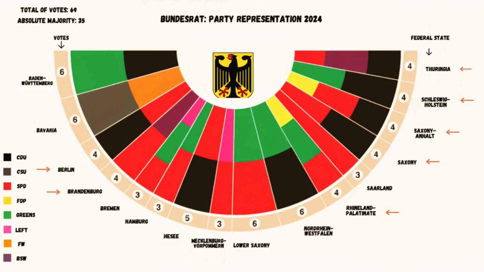If the population is over 2 million, the state gets 4 votes. In a state with over 6 million people, the state has 5 votes. If the population is over 7 million, the state has 6 votes. The total number of votes in the Bundesrat is currently 69.